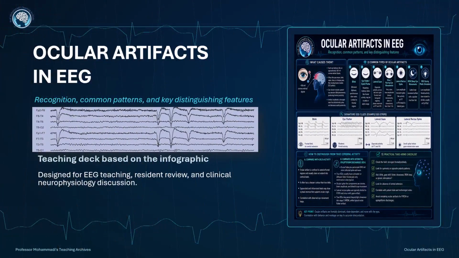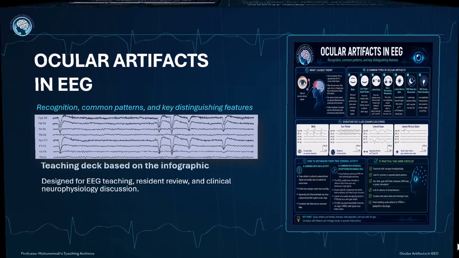Welcome everyone. In this presentation, we will focus on ocular artifacts in EEG, why they occur, how they appear on the tracing, and how we can avoid mistaking them for true cerebral abnormalities. The central goal is practical pattern recognition. We will connect eye behavior, montage distribution, patient state, and EEG morphology so interpretation becomes safer, clearer, and more confident.